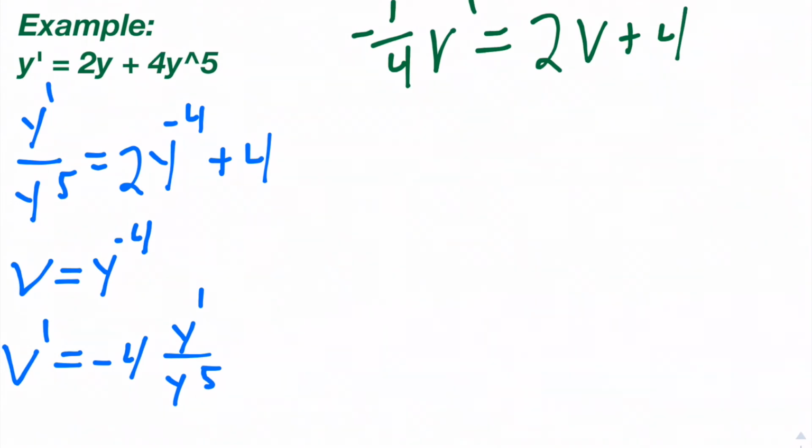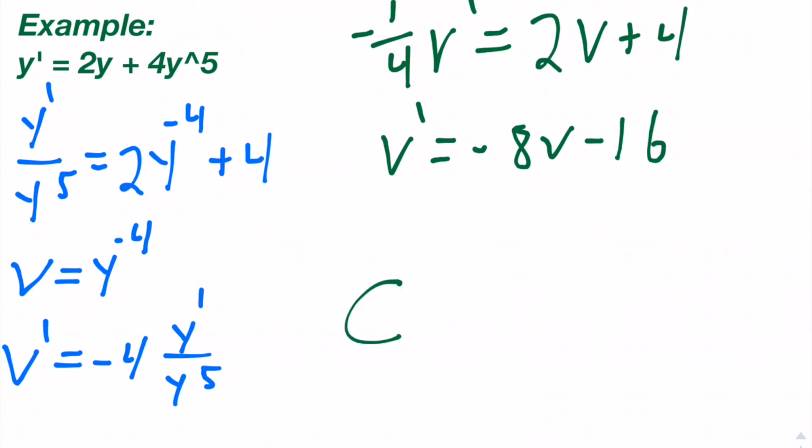From here, we can go ahead and solve for v'. v' is equal to -8v - 16. And then we can go ahead and use a general solution formula or an integrating factor to solve for v. I'm going to go ahead and use the general solution formula. If you have any questions on the integrating factor method, you can look at my other video.